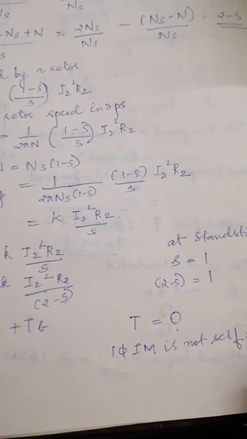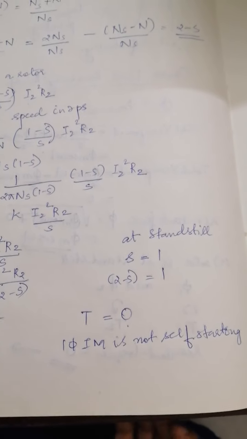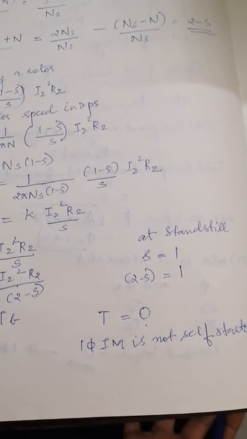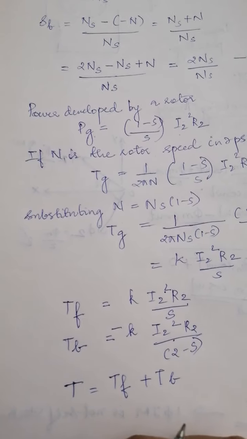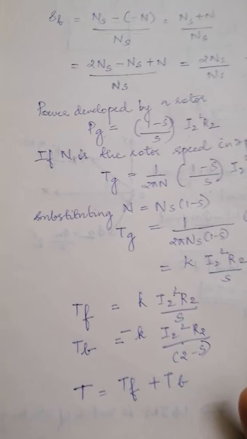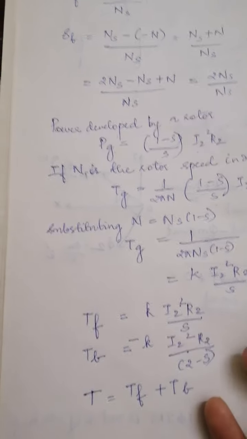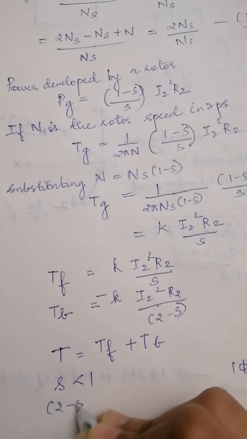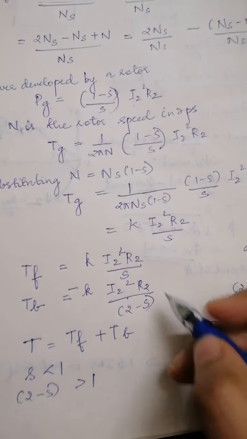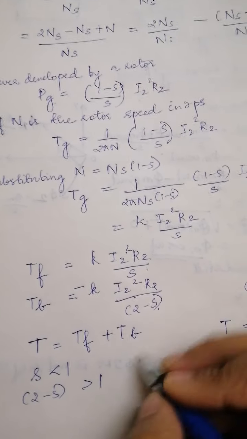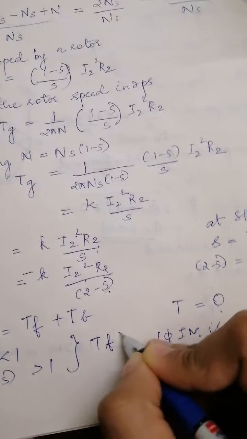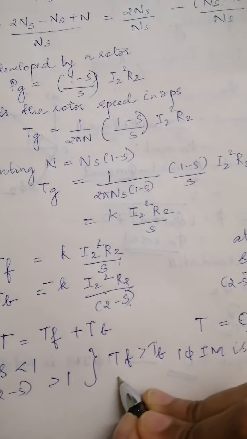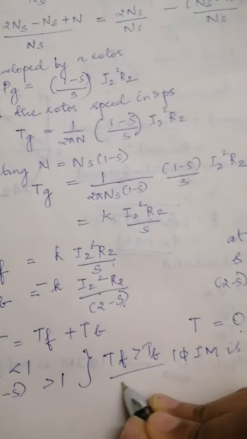So the double field revolving theory shows that the single phase induction motor is not self-starting. Now if the motor is started in any of the directions, suppose the forward direction, then slip S will be less than 1, and 2 minus S will be greater than 1. So S is less than 1 and 2 minus S is greater than 1, which will lead to Tf being greater than Tb. And if Tf is greater than Tb, then there is a resultant torque, and that resultant torque will make the motor run.